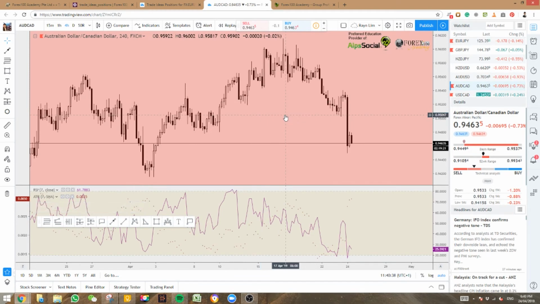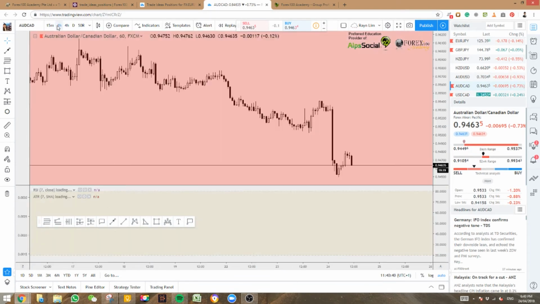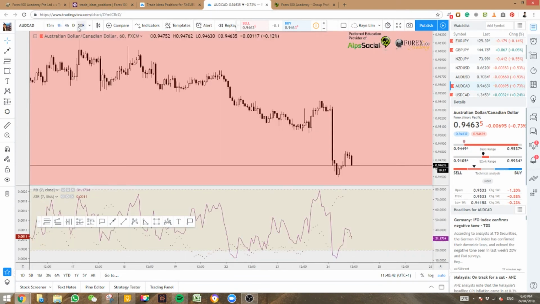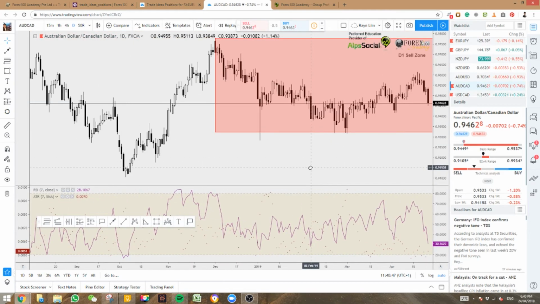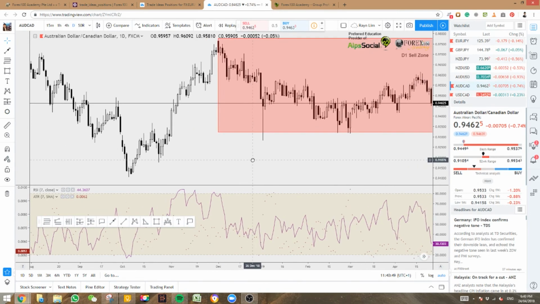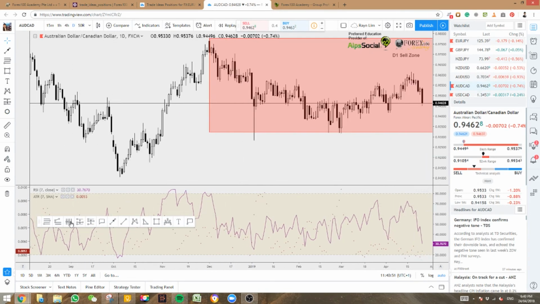Okay. And head down to the 1 hour chart. Back to the daily chart. Alright. So just now I did mention there is a potential zone. Let's see if it's still a valid formation. It is. It can still be.